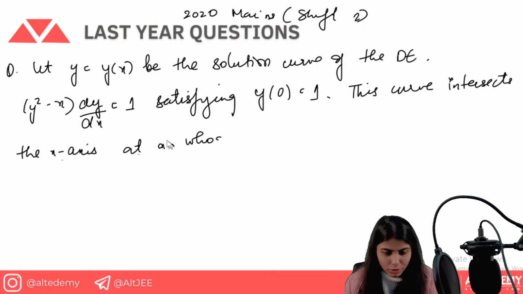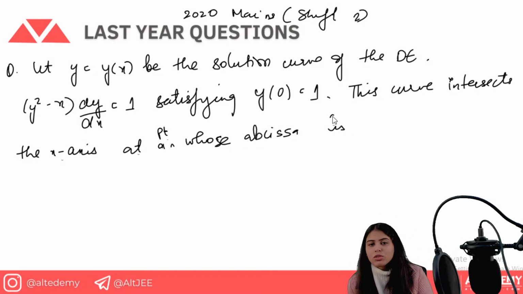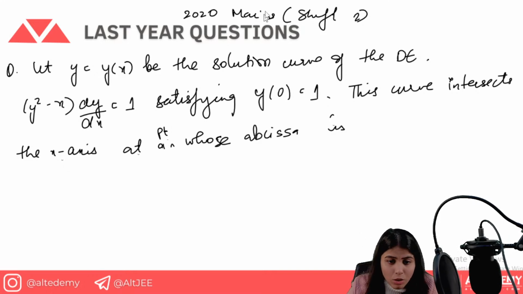whose abscissa is, I hope you know what abscissa is. Abscissa is basically the x coordinate, and y is basically the ordinate. So how do you remember it? Abscissa, ordinate. That is why we have to calculate the x value at that point. For any point xy, x is known as the abscissa.